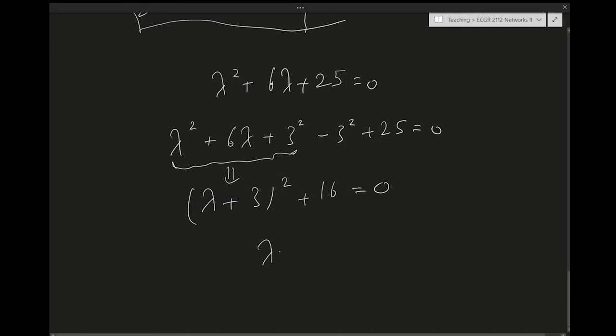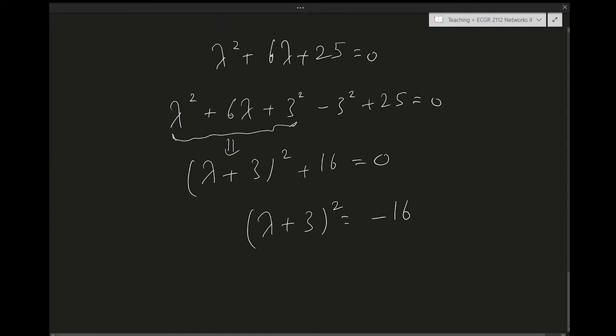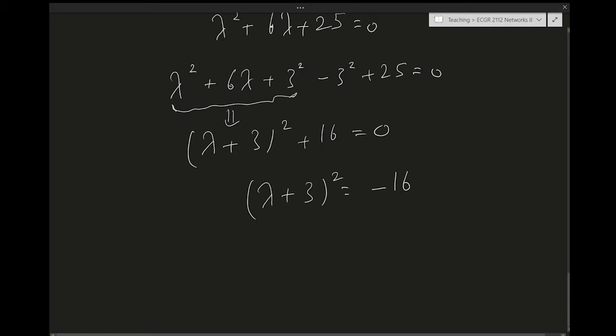So we end up with lambda plus 3 squared equals minus 16. And you can see instantly that now we will get complex conjugate solutions for this second order equation. When I take the square root, I end up with lambda plus 3 equals plus or minus, what's the square root of 16? 4. J, because it's negative, right? I take the square root of negative 16 and the positive and negative value of that, right? Because it's a square root.